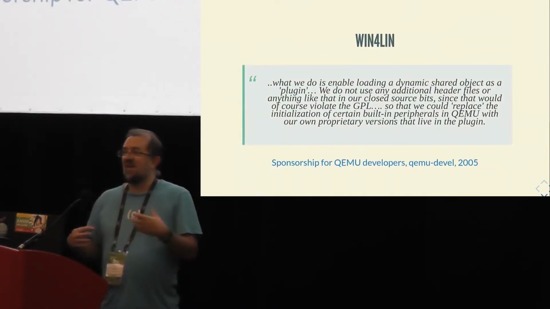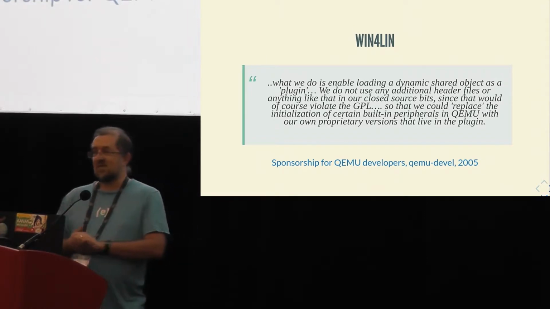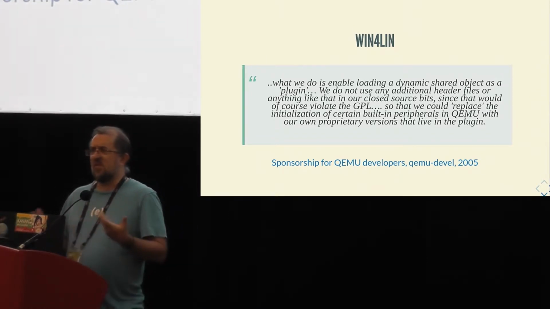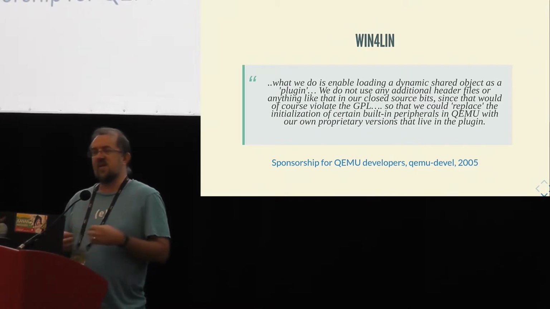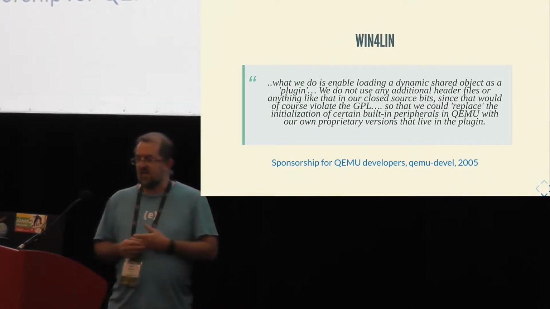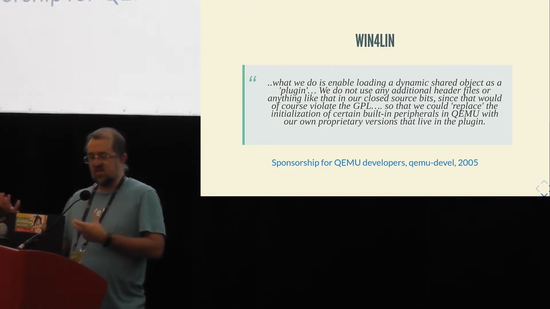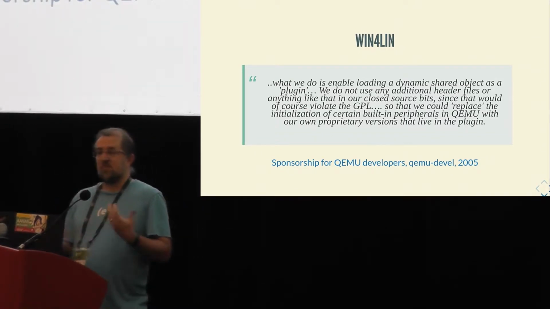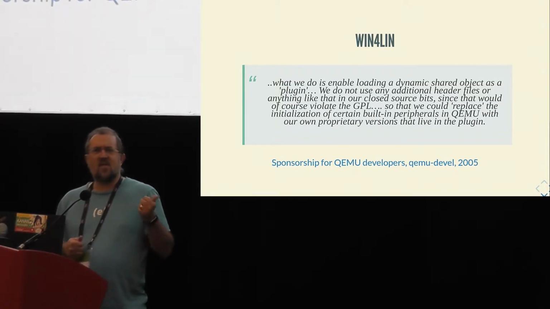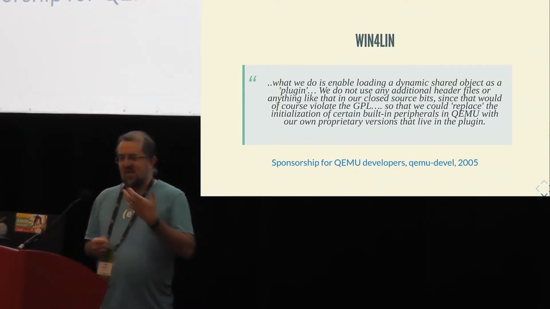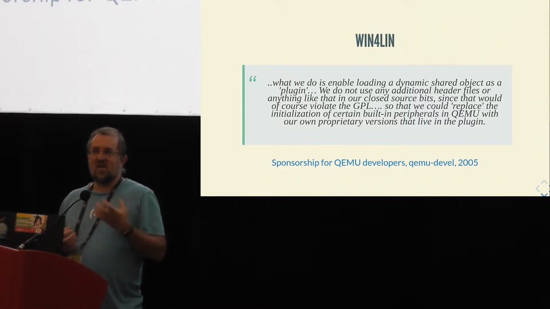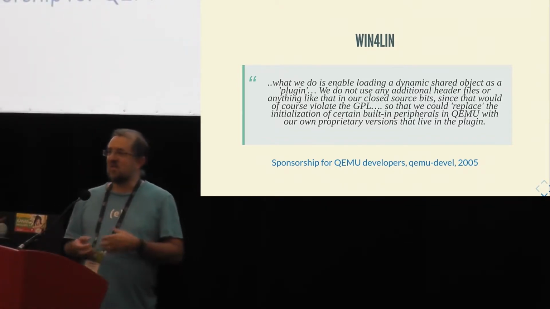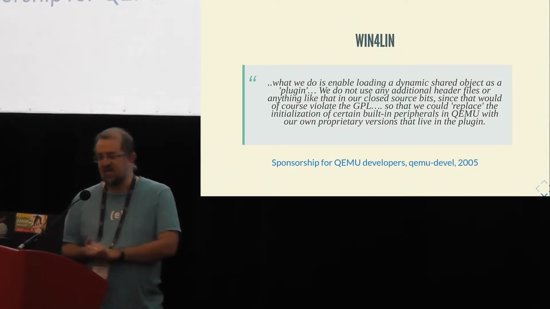It didn't take long before people were suggesting some sort of plugins interface. Win4Lin was an example of a fork of QEMU that was designed to run Windows on Linux. And what they've taken is chunks of the QEMU source code, made it able to load plugins dynamically. And the idea that they were going for was to have proprietary plugins to emulate bits of hardware. As you can imagine, this caused a little bit of discussion on the mailing list.